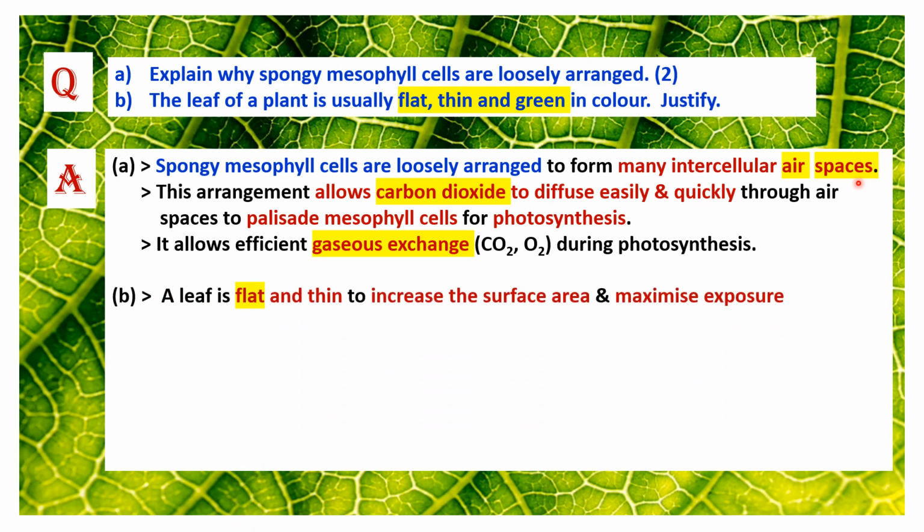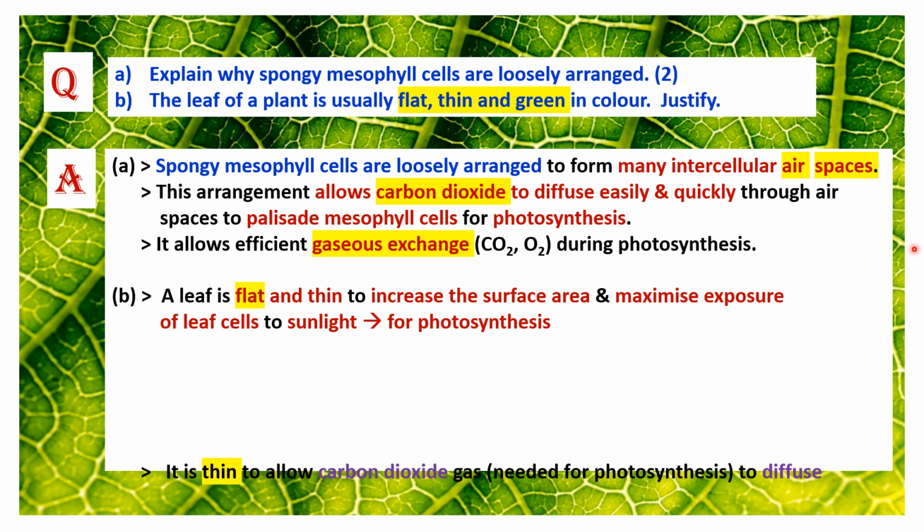Next, the leaf of a plant is usually flat, thin, and green in color. Justify. So when we see this word justify, it means explain why, and we have to explain each of the characteristics of the leaf. So start with the flat structure. A leaf is flat and thin to increase the surface area and maximize exposure of the leaf cells to sunlight for photosynthesis, right? So the bigger the surface area, the more the leaf cells are exposed to sunlight, so that they can carry out photosynthesis at a faster rate.